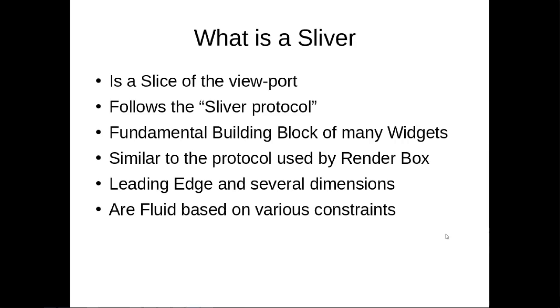Now, a sliver itself is just a slice of a viewport. So, for instance, half of the screen, either vertically or horizontally, you would consider that box or that rectangle to be a sliver. What makes them unique, however, is that slivers tend to change based on how the viewport is laid out. If you just have a normal container that has a fixed width and height, and you're scrolling up and down on a screen, then that container doesn't actually change its size or shape. Rather, it just moves out of the screen.